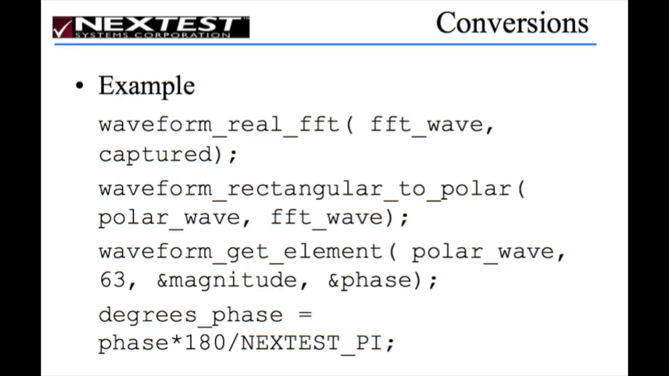Okay, here's a little example. Again, these are real examples. These are examples I wrote, and I compiled them and I tested them to make sure they work. So waveform real FFT, FFT wave captured. Waveform rectangular polar, polar wave, FFT wave. So FFT wave is the complex wave that came out of the real FFT. And now we've got a polar wave.